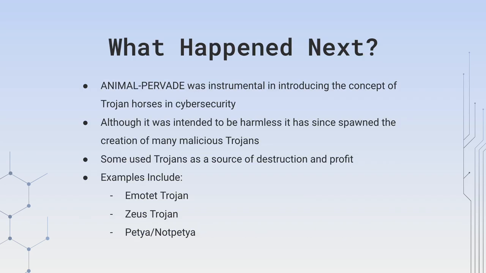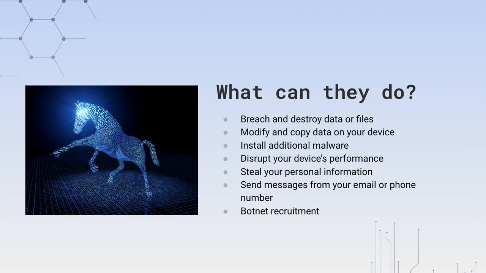So what happened next? Animal Pervade was instrumental in introducing the concept of these Trojan horses in cybersecurity. Although it was originally intended to be harmless, it has since spawned the creation of many malicious Trojans, as people realized that these software programs could be used for a lot of destruction and profit. Some examples include the Emotet Trojan, Zeus Trojan, and Petya Trojan. Two of these are actually famous banking Trojans that were used to steal users' financial information, so these can definitely be very harmful programs.